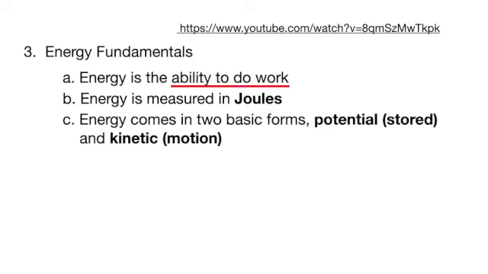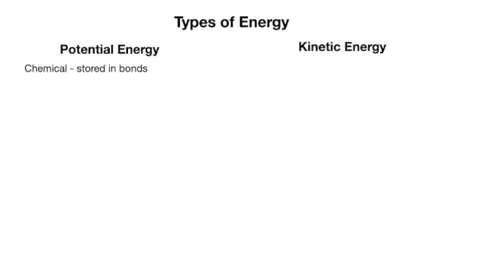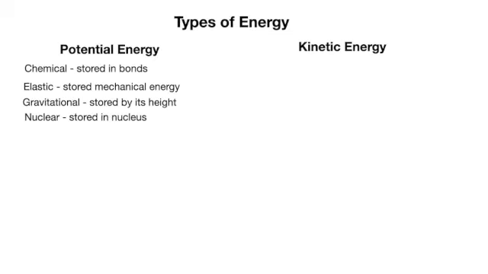So what is energy? It's the ability to do work. Inside that gasoline is the ability to get something done, to make a car move. We have to use units to measure this stuff. It's measured in joules. There's two types of energy: potential, which is stored up, and kinetic, which is motion. So there's our four types of potential energy.